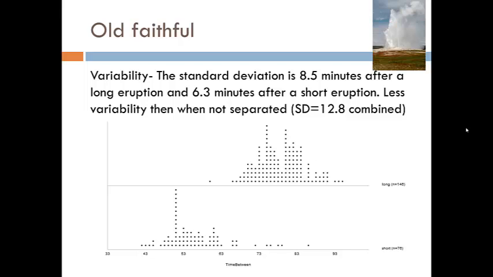So after a short eruption, there is typically a little less variability, though we certainly see some unusual observations, and we'll talk about those in just a minute. At the very beginning of this presentation, we looked at the standard deviation when the two groups were combined, and it was much larger, 12.8.